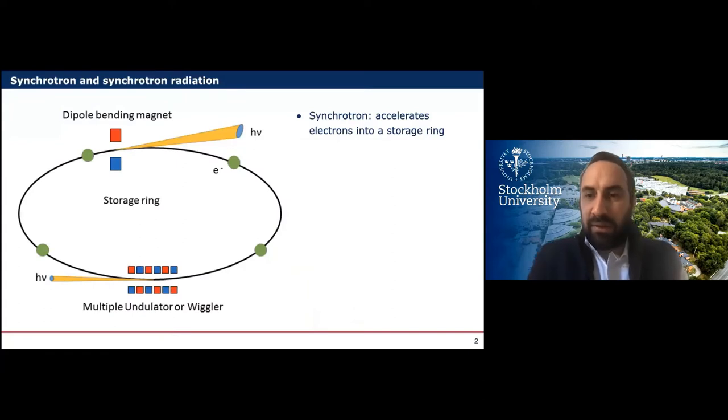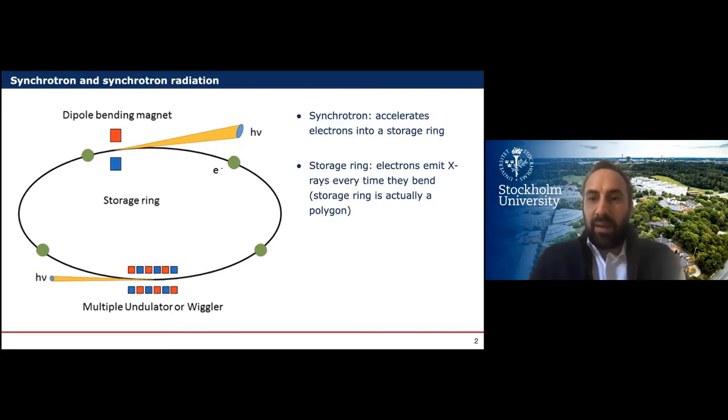All right, this is a very basic slide for anyone who does X-ray science, but I just wanted to put it there to show you the very basics of what has been used in X-rays for the past 30 years, which is synchrotron light. The synchrotron accelerates electrons almost to the speed of light into a storage ring. In the storage ring, the electrons emit the X-rays every time they get turned by a magnet.